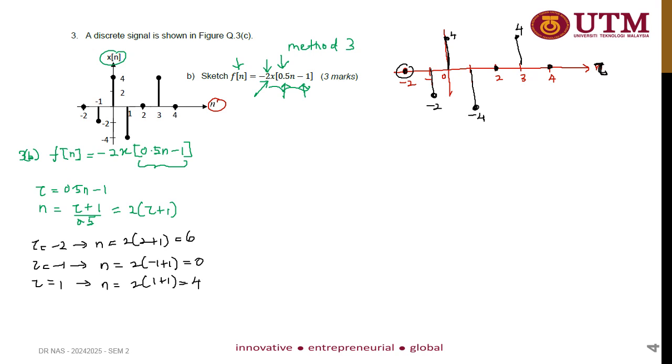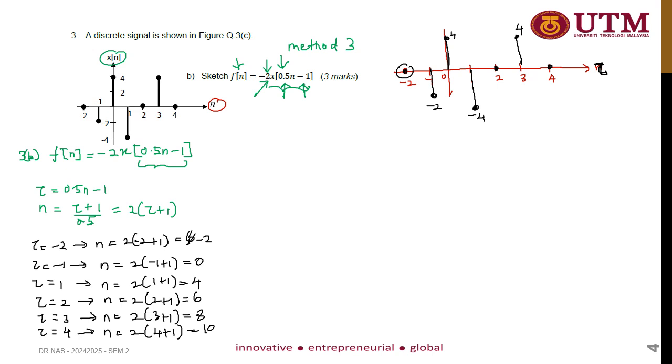Is this correct? Sorry, it's minus 2. Minus 2 plus 1 is minus 1. So tau equal to minus 1 gives n equal to minus 1. Alright, so tau equal to positive 2: 2 times 2 plus 1 is 5. Tau equal to 3, n equal to 2 times 3 plus 1, 7. And then tau equal to 4, n equal to 2 times 4 plus 1, so 9. Right? So now you already have your new n axis values.